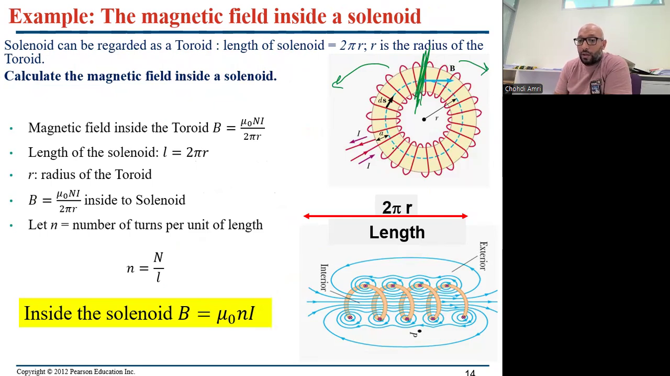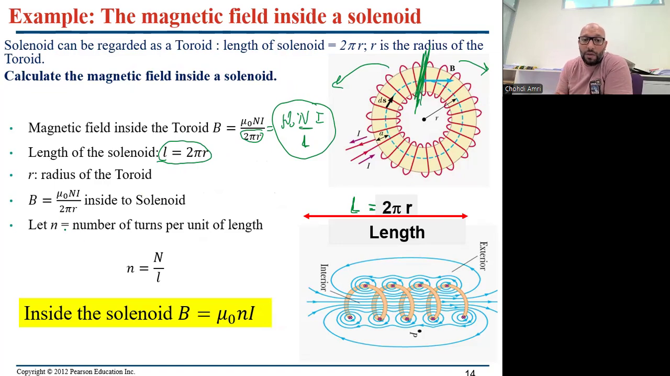What is the circumference of this toroid? It's 2 pi r, 2 pi multiplied by the radius. However, 2 pi r will be equal to the length of the solenoid. So we can substitute 2 pi r in the equation of the toroid by the length of the solenoid, and we can get mu naught N i divided by the length L. And this is the equation of the magnetic field produced by the solenoid.